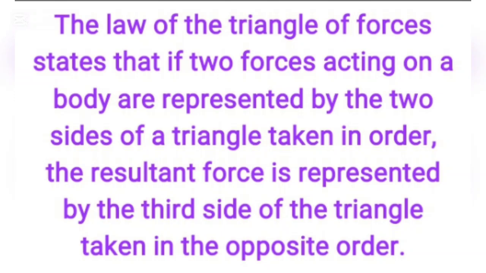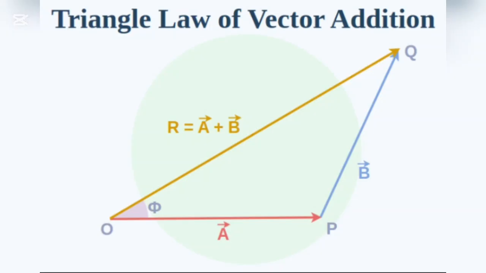The law of the triangle of forces states that if two forces acting on a body are represented by the two sides of a triangle taken in order, the resultant force is represented by the third side of the triangle taken in the opposite order. Using the triangle method, in most cases, there are two forces acting on a body. The third force should balance the other two for the body to be in equilibrium. These three forces acting on the body, if put together, maintaining their direction, will form a closed triangle.